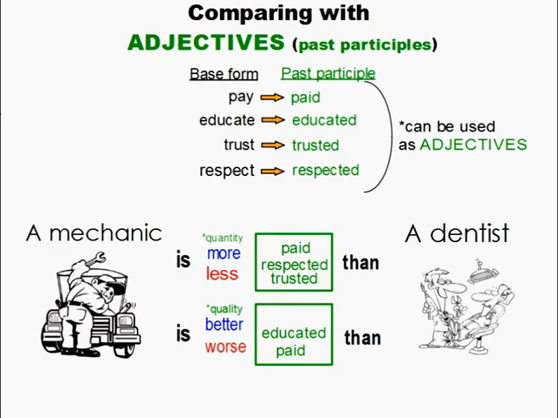Okay? So this is how I'm using the past participle with adjectives, okay? And I'm using it to compare using the quantity, thinking more of the adjective or less of the adjective. Also with quality, I can use better and the adjective and worse and the adjective. Good.